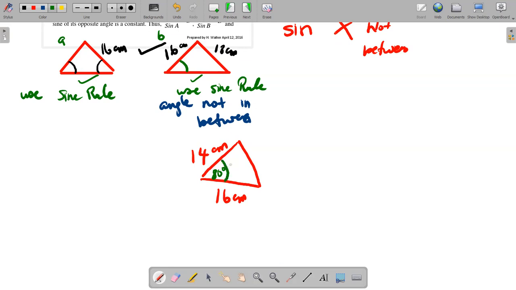Can I use the sine rule for this triangle? Everybody, let's go. Can I use the sine rule for this triangle? Excellent. I cannot, because the location of the angle is in between the sides. So this is not the sine rule. You can't use it. Excellent. So that's the sine rule.